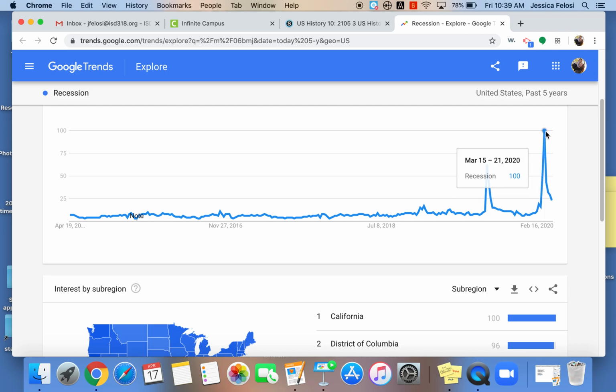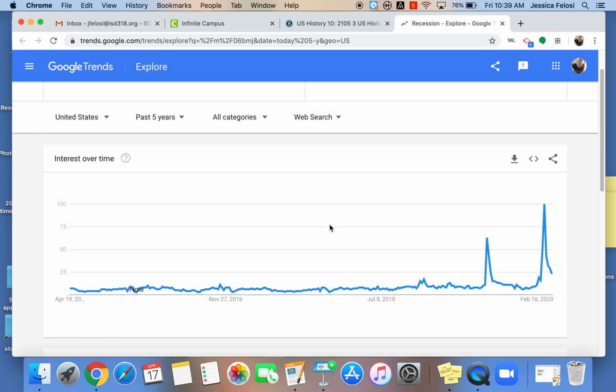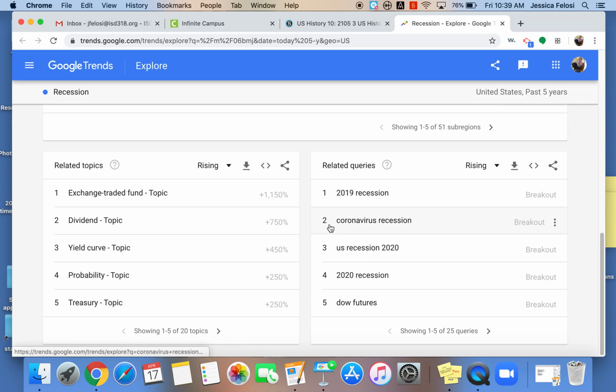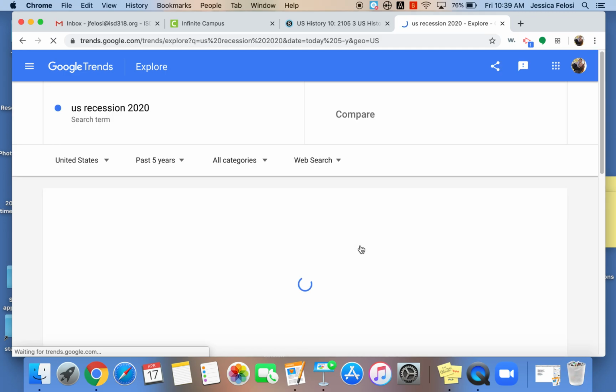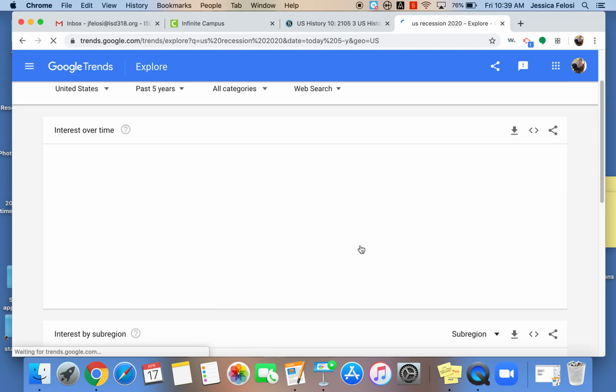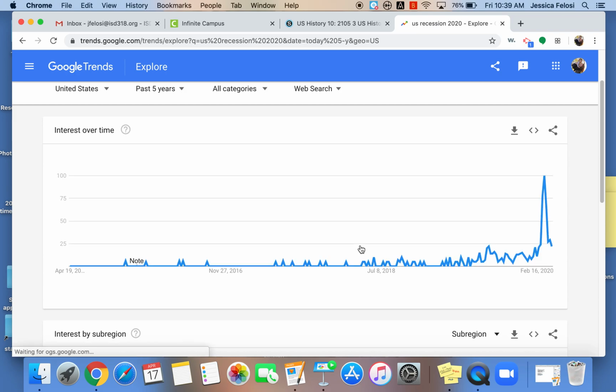Okay, and in March, we see this big peak of the number of people talking about a recession. But interestingly, now it's gone down. Fewer people are mentioning that. But you can look at other things people have been talking about: coronavirus recession, U.S. recession 2020. If I click on that one, again, you're going to see the same pattern. Now, does that mean we're in a recession? No, but what it means is people are talking about it.